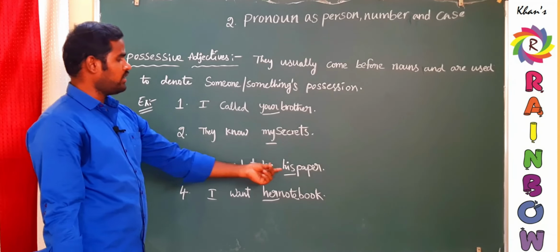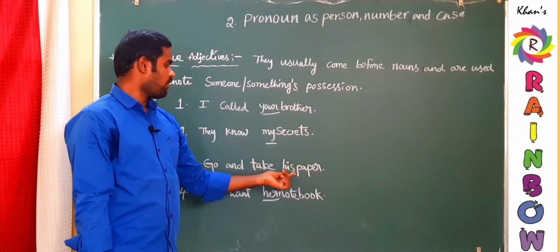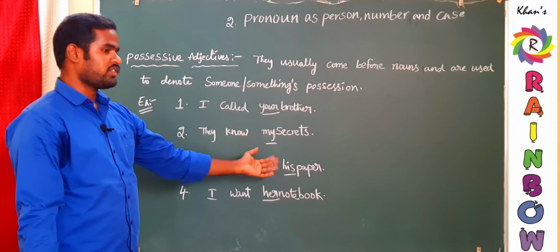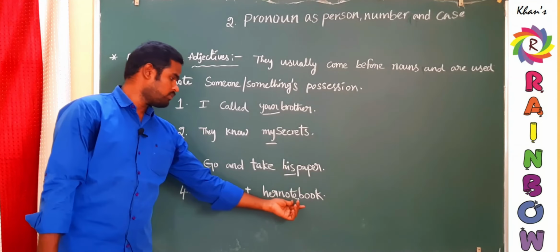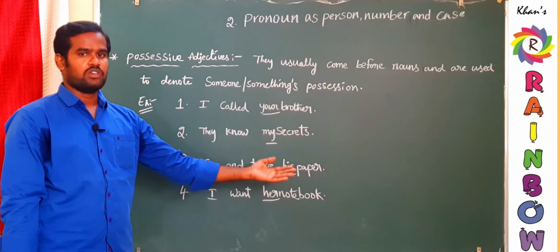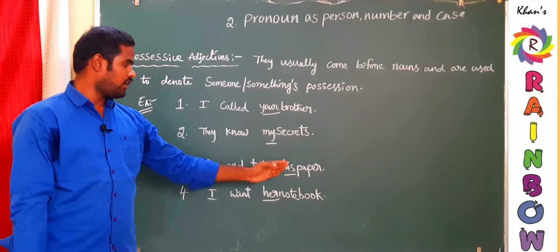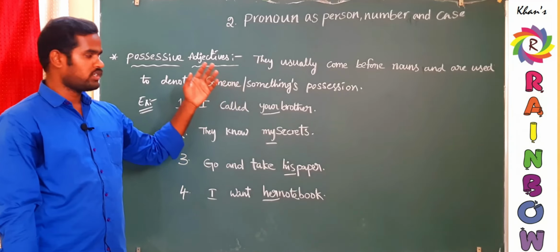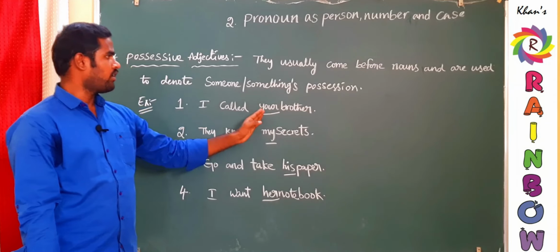Go and take his paper. Observe, paper is a thing, so it is a noun, and before the noun we have placed the possessive form. Coming to the last one, I want her notebook. If you observe carefully, notebook is a thing, so it is a noun, and before the noun we placed her. All the underlined four words are possessive adjectives and they always come before nouns.